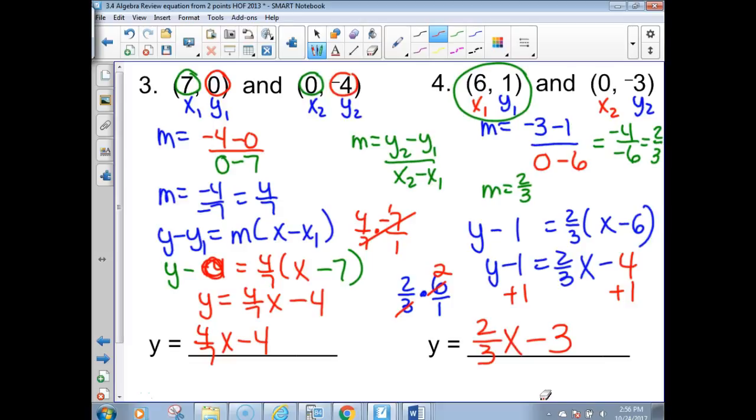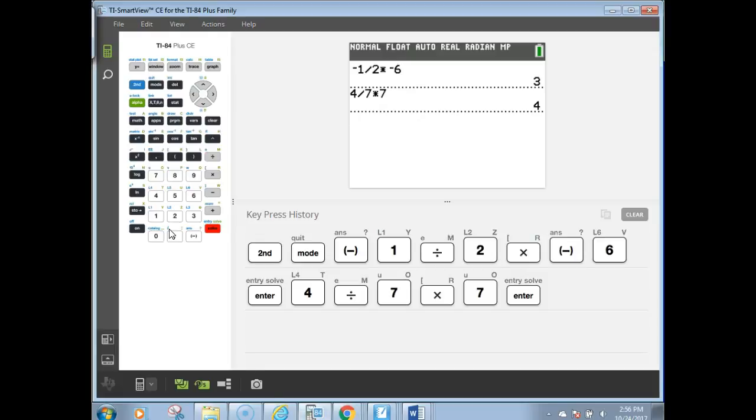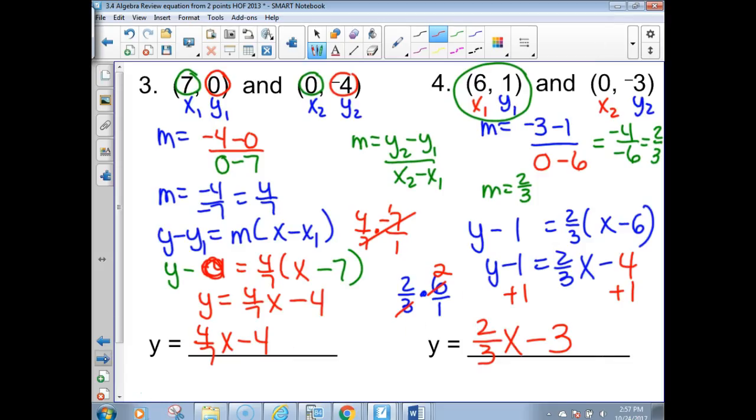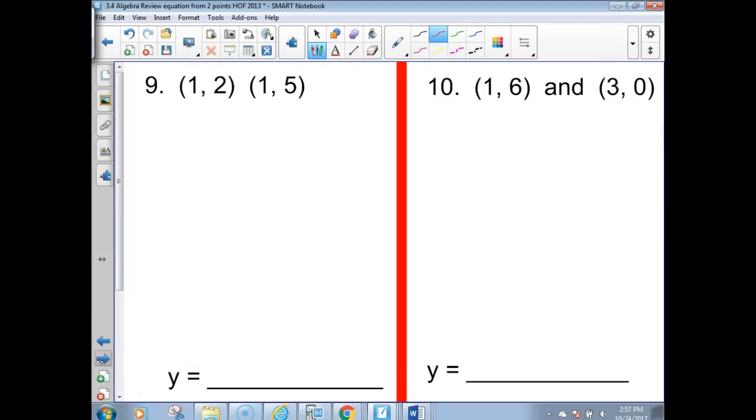How'd we do? Good. All right, how did I get minus 4? So I did 2/3 times -6. 2/3 times 6 is 4. So go ahead and use the calculator, guys. If that's not coming out well for you, you just type 2 divided by 3 times 6 and hit enter, and you get the 4. Everybody okay now? All right. Try 9 and 10.